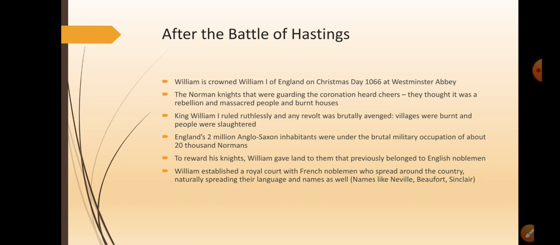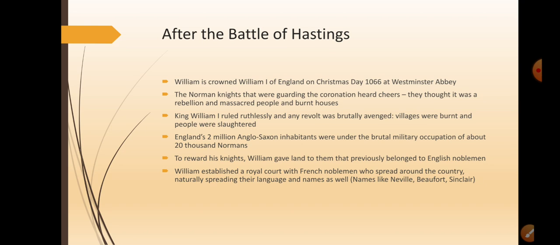King William I ruled ruthlessly, and any revolt was brutally avenged. Villages were burnt if there was any dissent, and people were slaughtered. So basically, England's 2 million Anglo-Saxon inhabitants were under the brutal military occupation of about 20,000 Normans. But they had the upper hand. They had better weapons, and they were trained better than the Anglo-Saxon inhabitants.